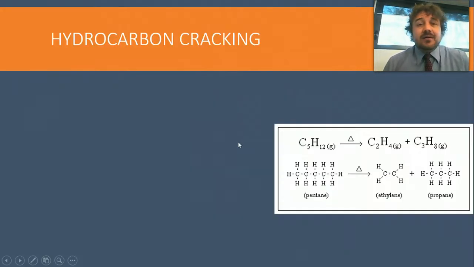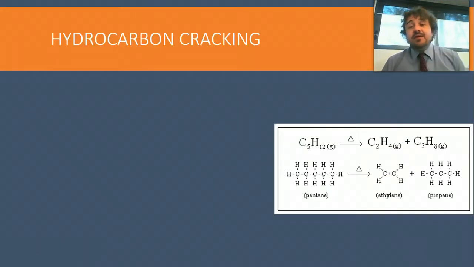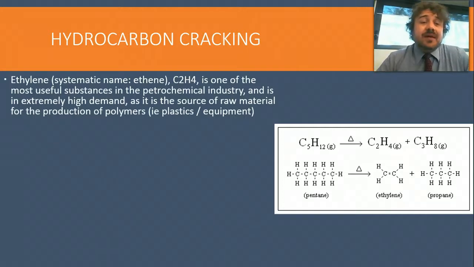Now, hydrocarbon cracking. What is it? Well, basically, ethylene. It's one of the most useful substances. And remember, we talked about this in class. It's like the small Lego pieces versus the big Lego pieces. There's more you can do with the small Lego pieces. Ethylene, because it's small, we can do a lot more with it, particularly with polymerization.